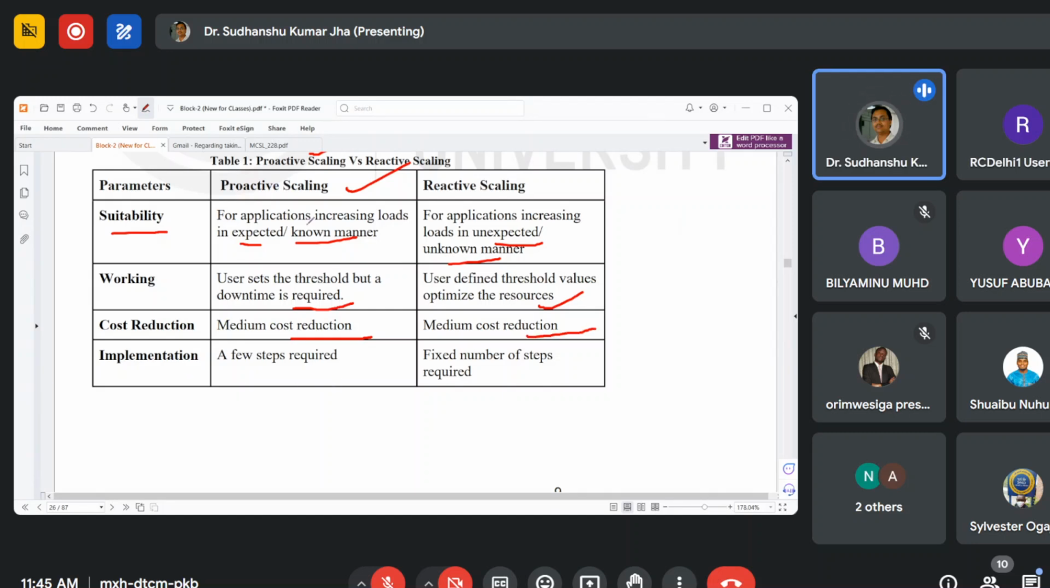Implementation: in the case of proactive scaling, few steps are required because a lot of things you have already predicted earlier, and accordingly you are setting the checkpoints. Whereas in the case of reactive scaling, a fixed number of steps is required, because you just have to correlate with the workloads, and accordingly calculate and allocate.